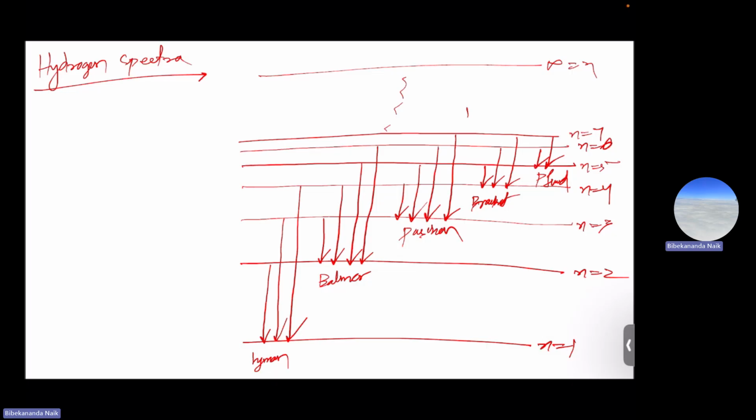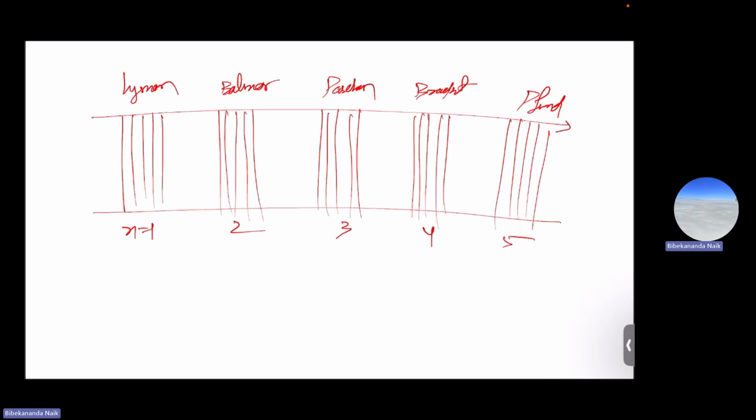The gap between n equal to 2 and n equal to 1 is maximum. So this gap is maximum. Then as we go towards higher energy levels, the gap reduces. So the energy values corresponding to the spectra also change. Depending upon that, the series is arranged into different spectral regions.